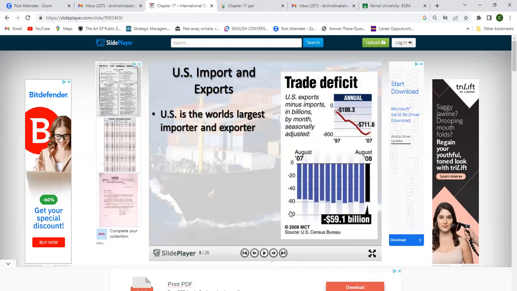Exports: the U.S. is the largest exporter and importer. Trade deficit: U.S. exports minus imports, in billions a month, seasonally adjusted.